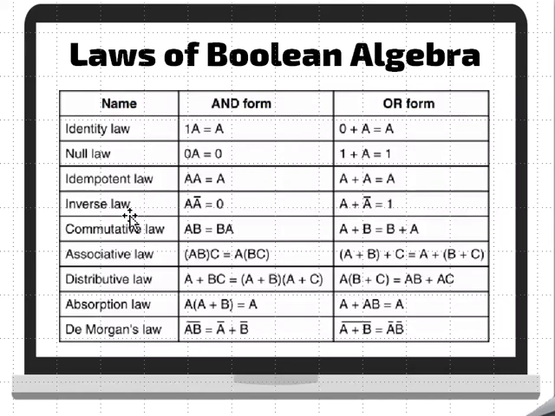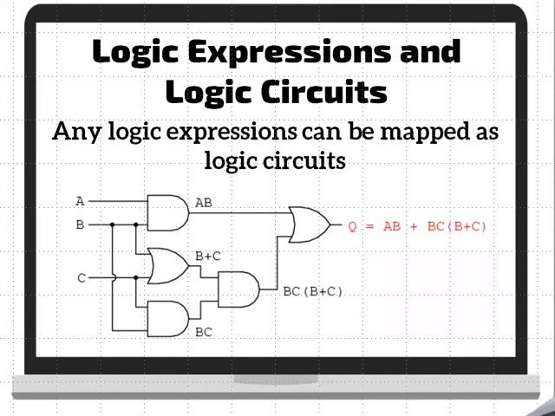It also has its laws, such as the laws of identity, commutative laws, associative laws, distributive laws, absorption laws, expansion laws, and De Morgan's laws. Aside from this, we also have common identities used in Boolean algebra, which we derive from the previously discussed laws and theorems. After this, we're going to be discussing logic expressions and logic circuits. Any logic expression can be mapped as a logic circuit, as you can see in the example below.